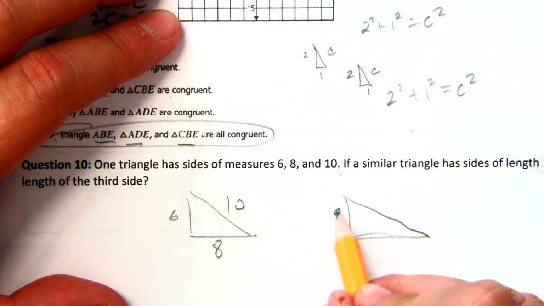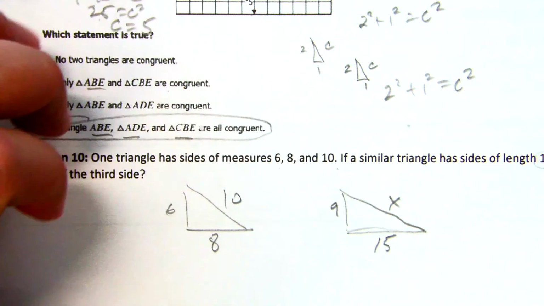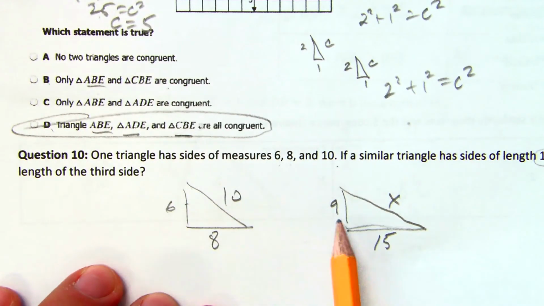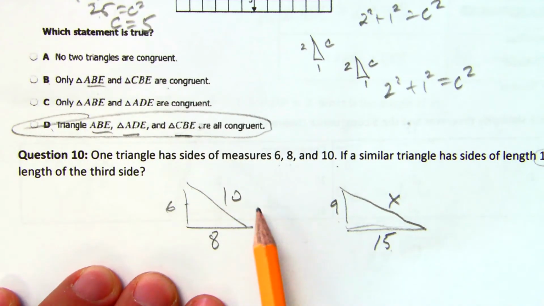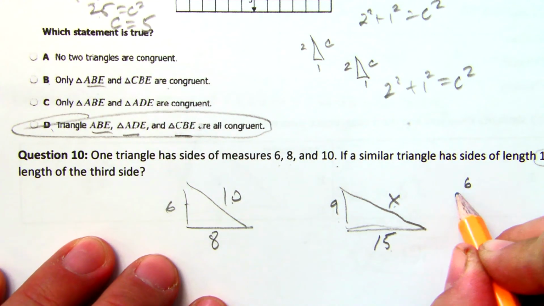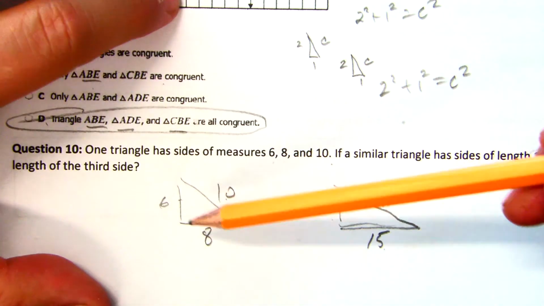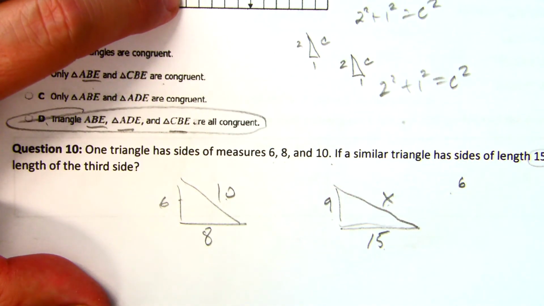I'm going to assume that 9 kind of goes like this. And we're trying to find, so 6 goes with 9, 8 goes with 15, and 10 goes with x. So 6, wait, does that make sense? Oh wait, we can't figure this out, right? We should be able to figure this out because the ratios would have to be the same.